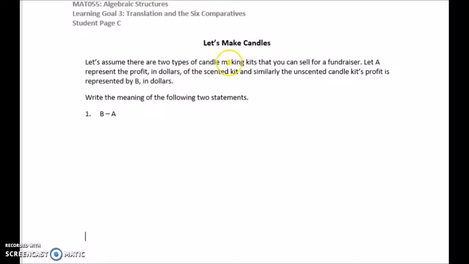So let's assume that there are 2 types of candle making kits that you can sell for a fundraiser. So A is represented by profit in dollars of the scented candle kit, and then B is the unscented candle kit's profit in dollars, is what B is representing. So we have our units of measurement, is dollars. We know it's defined as either the scented candle kits that are being sold or the unscented candle kits that are being sold, but we're really talking about its profit. Okay, not the kits themselves, but the profit from those kits.